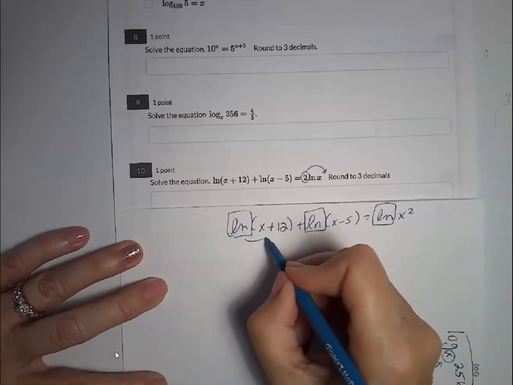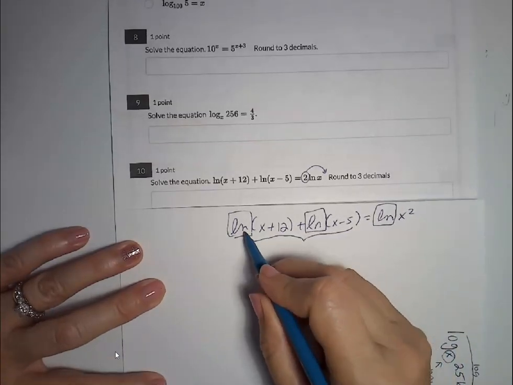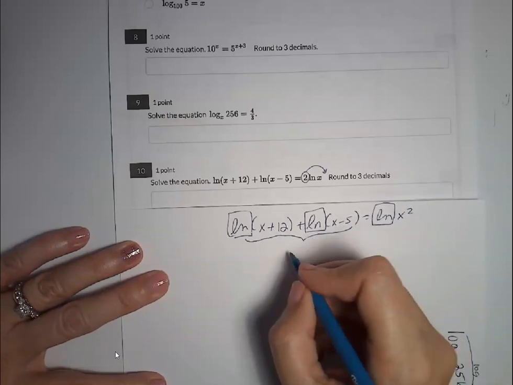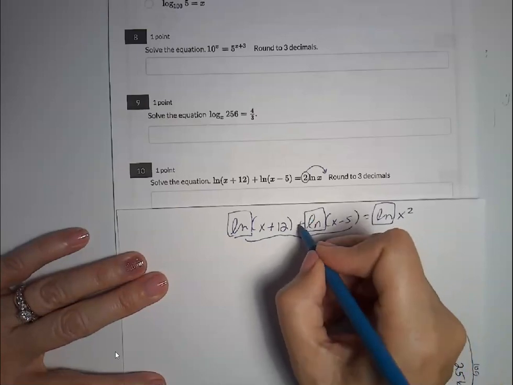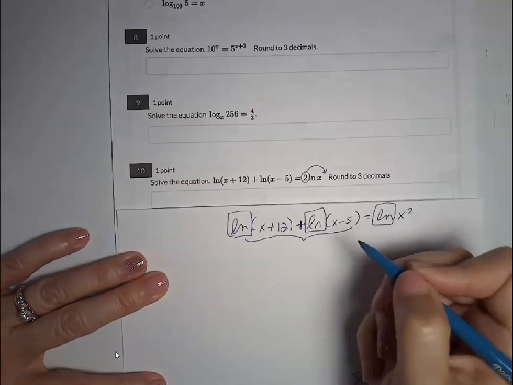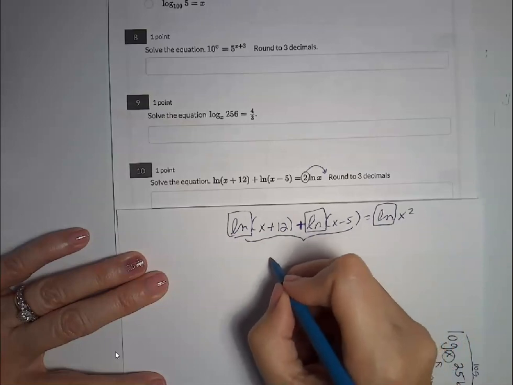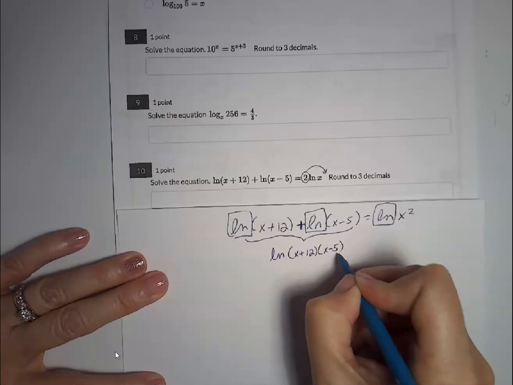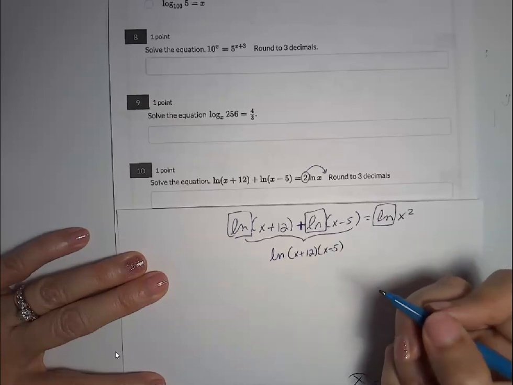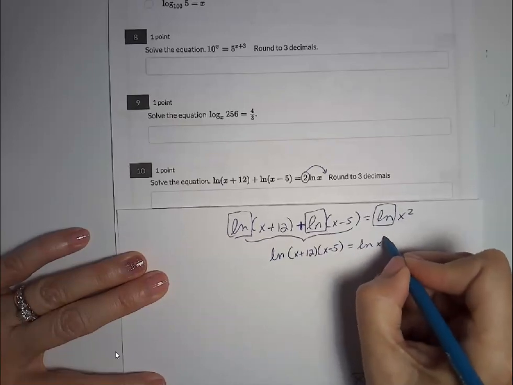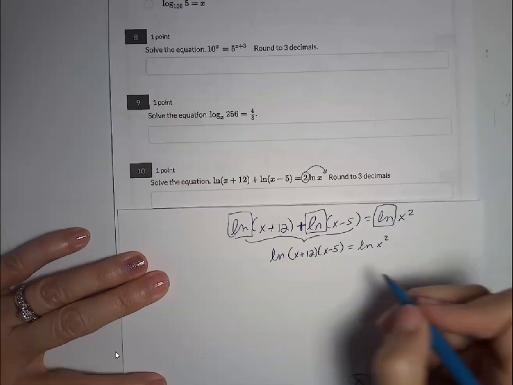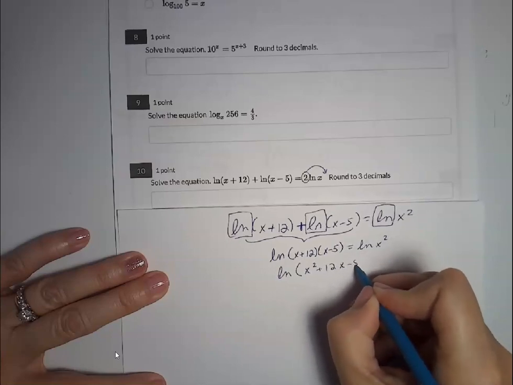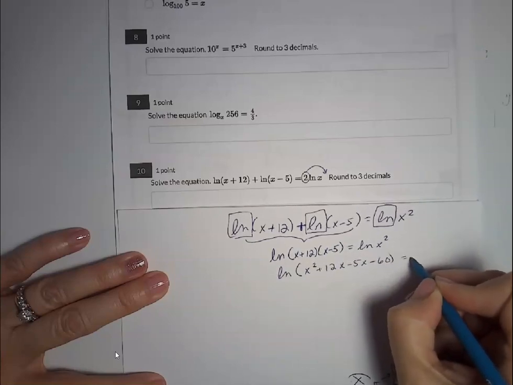So first of all, let me combine these two terms. So natural log of x plus 12 plus natural log of x minus 5. Using the product property, we know that when it says plus between two logs or natural logs, we can just multiply the arguments and make it into one natural log or log. Okay, so let's go ahead and multiply that. So that's going to be x squared plus 12x minus 5x minus 60.